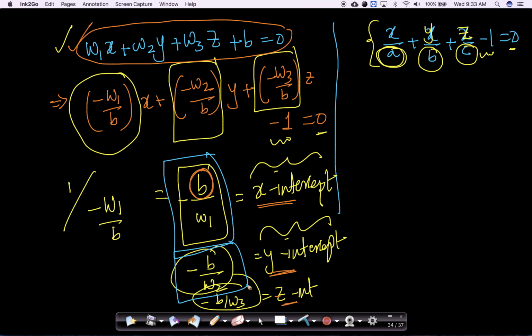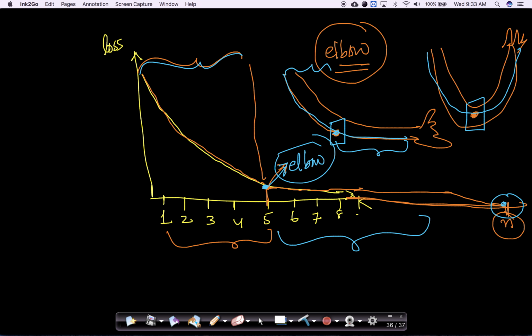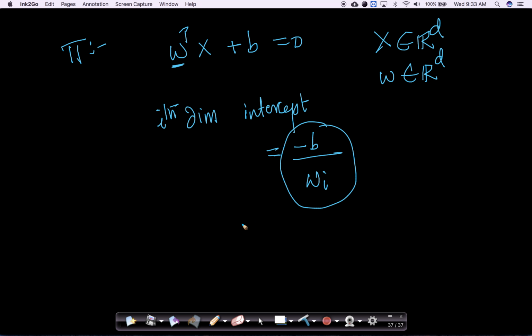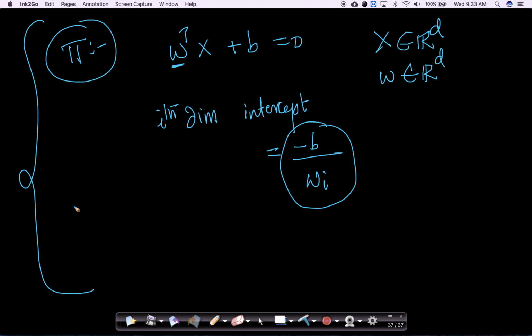For the x-axis, y-axis and z-axis. Whatever we are learning in 3D, now we are just scaling it to higher dimensional space. So given any plane in any dimensional space, you can compute its ith dimension intercept by just using minus b by wi. Now this b here is called the intercept term because it is used in computing the intercepts. That's very, very important to remember.